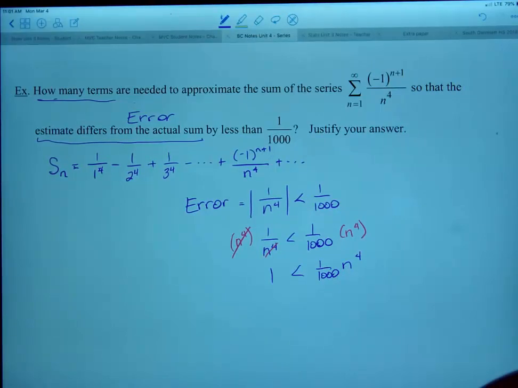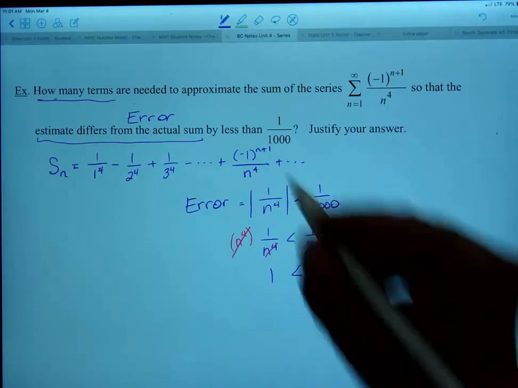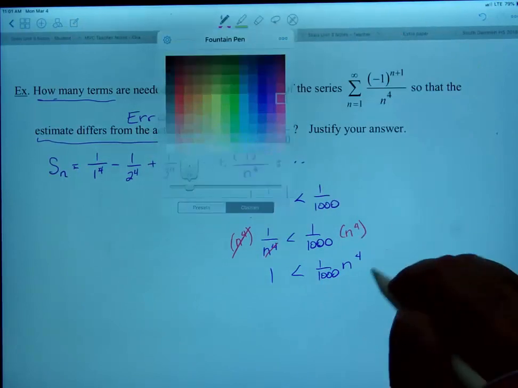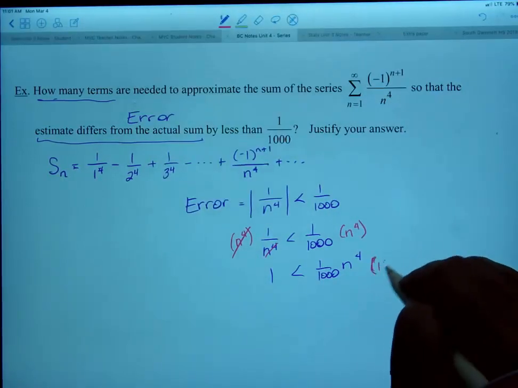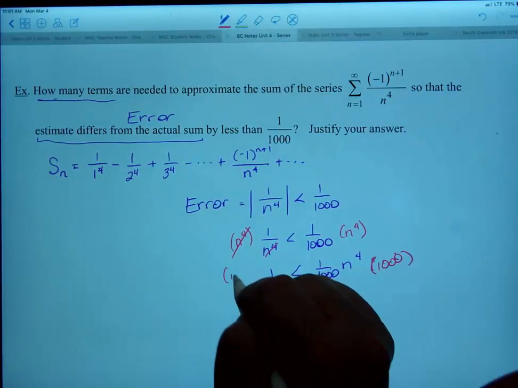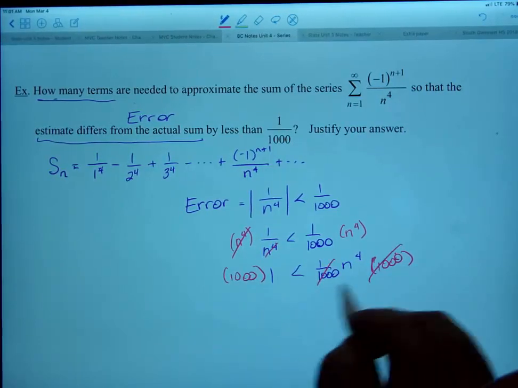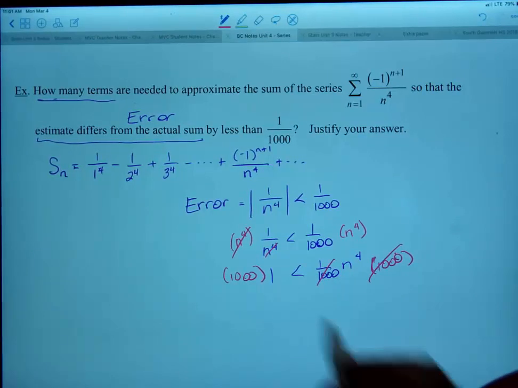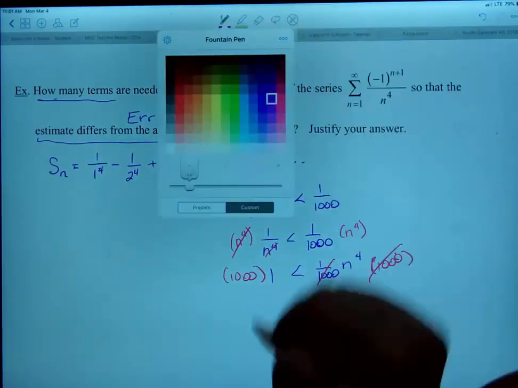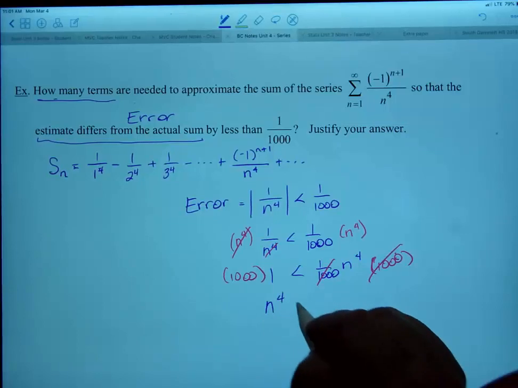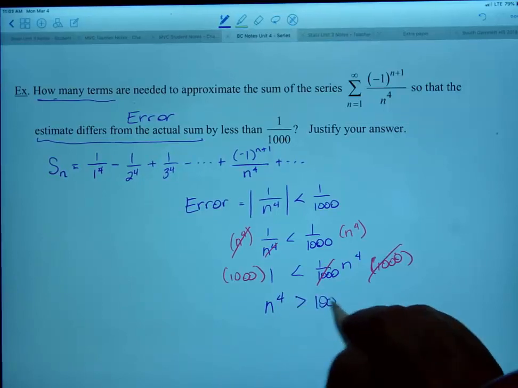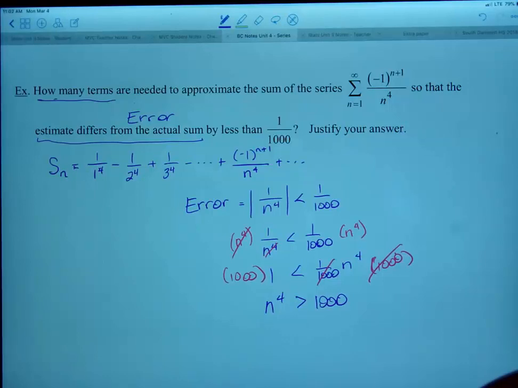What's next? Multiply by 1,000. So 1,000 here, 1,000 here, those cross out. I like my n's on the left, so I'm going to take the whole thing and flip it over, and I'm going to have n to the 4th is greater than 1,000. Do you agree with that statement? Yeah. How do I take the power off the n? Take the 4th root.